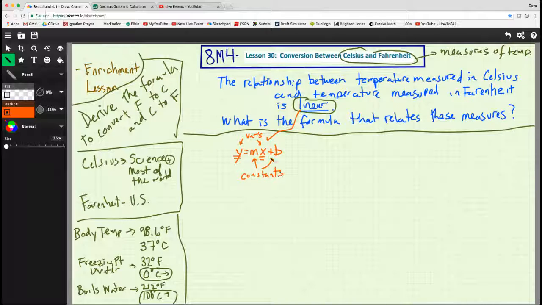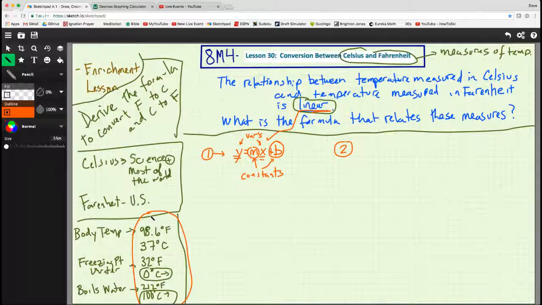So what we're going to try to figure out is what this m is and what this b is for our conversion. Okay, so that's the first point. We know that we can write the equation this way because I've told you that we have a linear relationship. That's the first key point. The second key point is that I've given you some information down here that will allow us to write this equation.